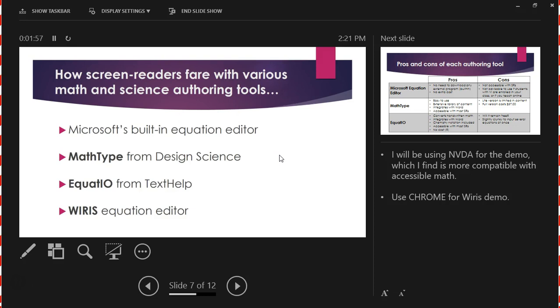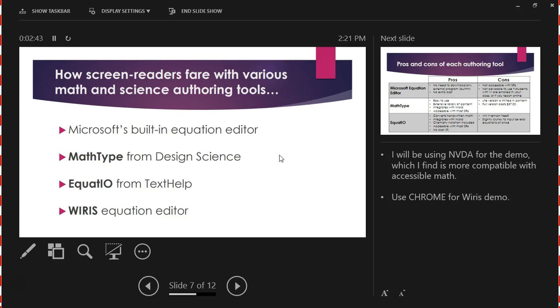MathType and Equatio you can use on a PC or Mac. Wyrus is built into Canvas. Good question. So the question is, can you generate an equation using Wyrus, because it's already in Canvas? You don't need to pay for anything. Can you copy that and paste it in? I'm going to have to test that. That's a great question. If so, great. And that's very easy to use, as you've seen. So I'll have to test that. That's a really good point.